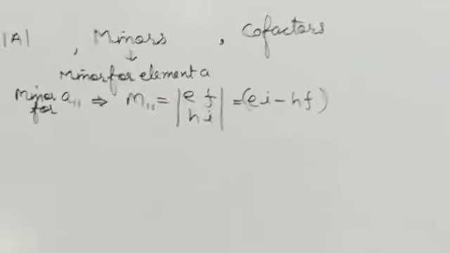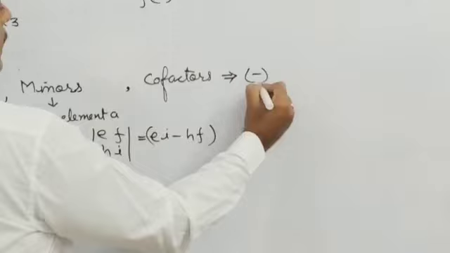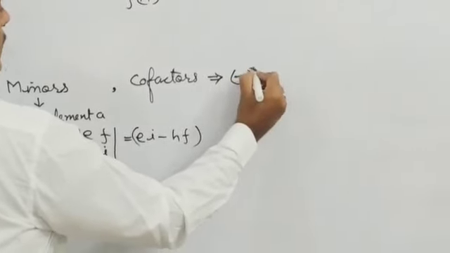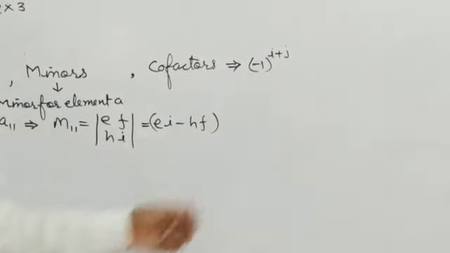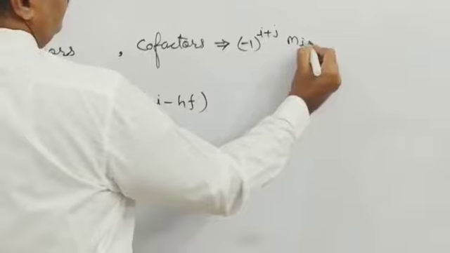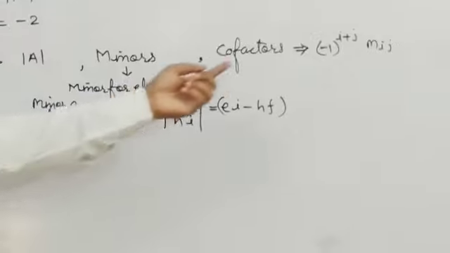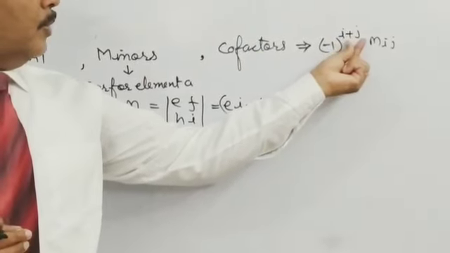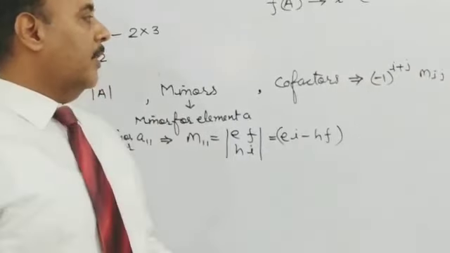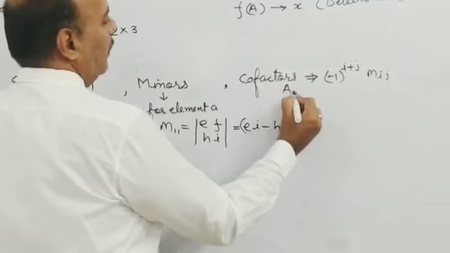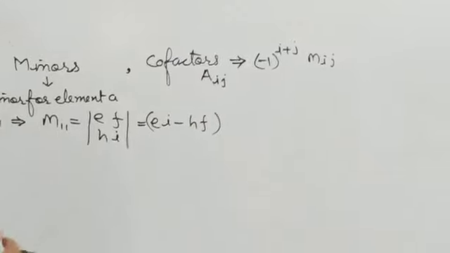If we are talking about cofactor, then it is (-1) to the power i plus j, times the minor. It means you have to evaluate the minor, then apply a plus or minus sign according to the sum of the row and column places i and j. So you will get the cofactor. Cofactor is denoted by capital Aij or sometimes Cij also.